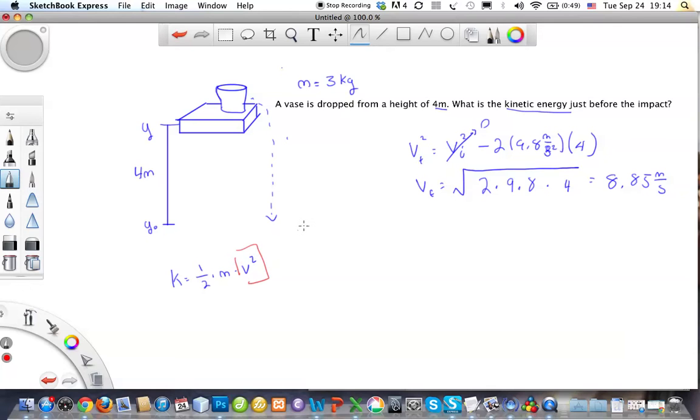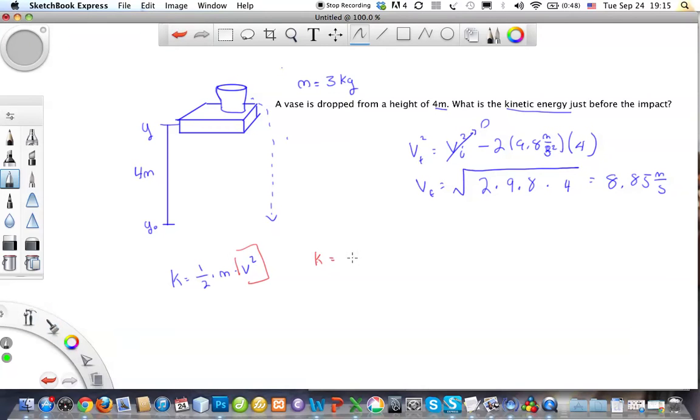Now that we know our final velocity, I'm going to plug that in. So I'm going to plug in all the numbers. I know the mass. Now I know the velocity. And I'm going to get the kinetic energy.